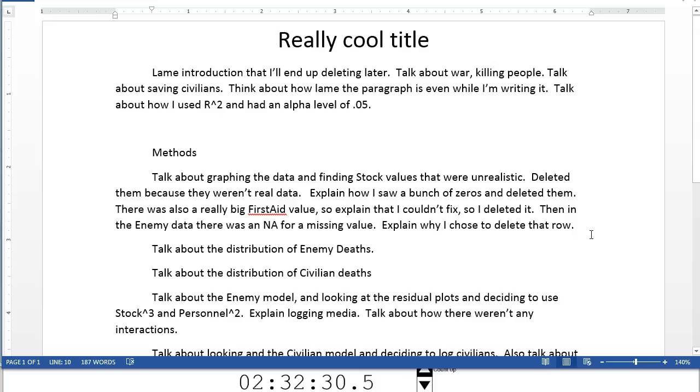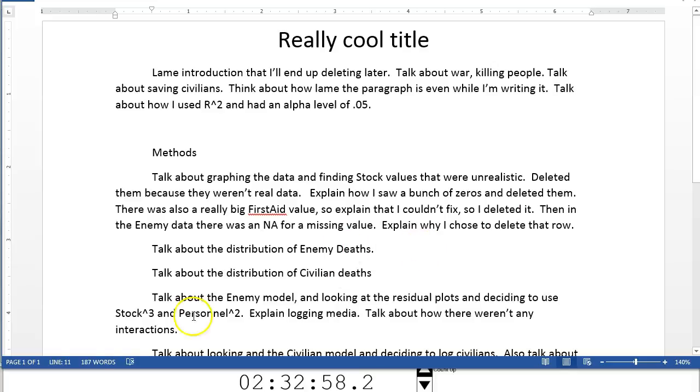Interestingly, when I was analyzing the civilian deaths, I could have used that row because the NA was only in the enemy data. I did choose just to delete that row, and you're allowed to choose that in this class, but it should at least be mentioned that I deleted it and why.